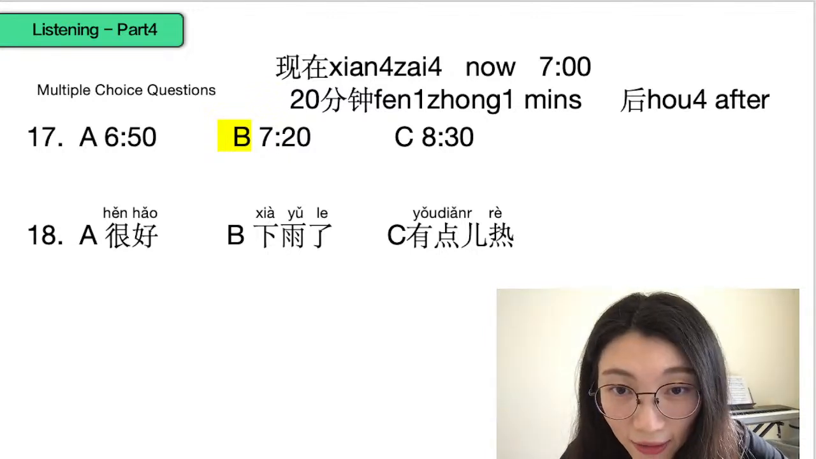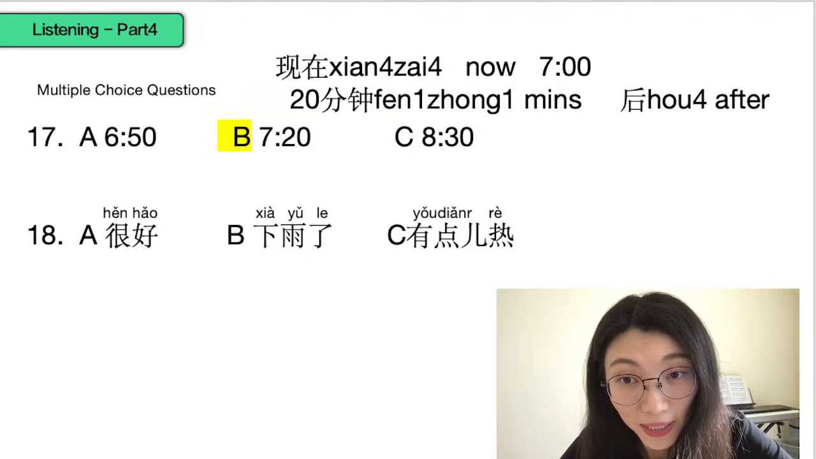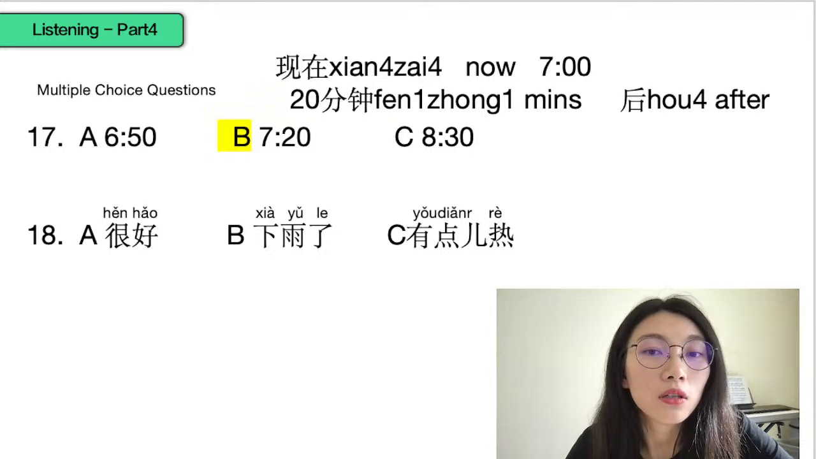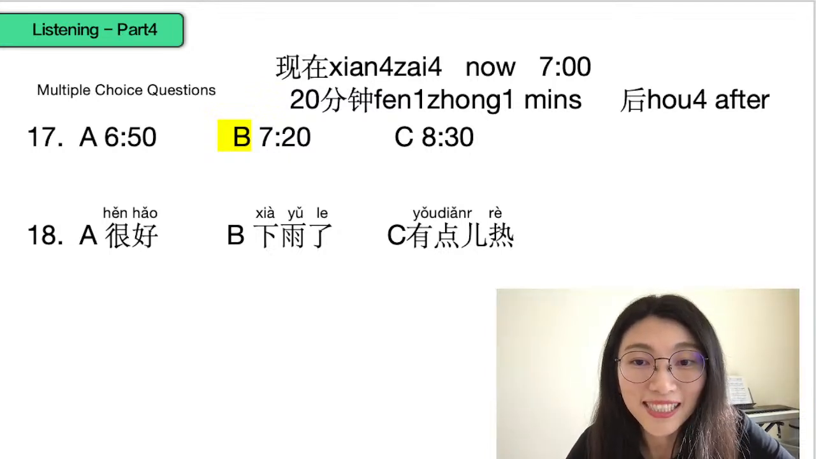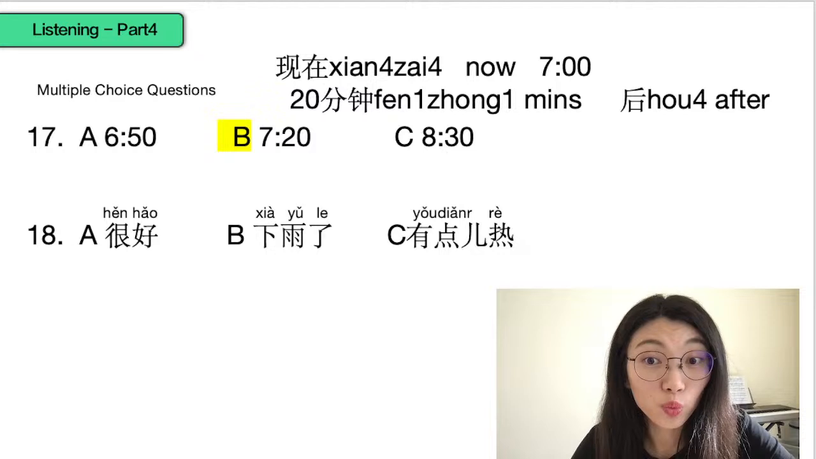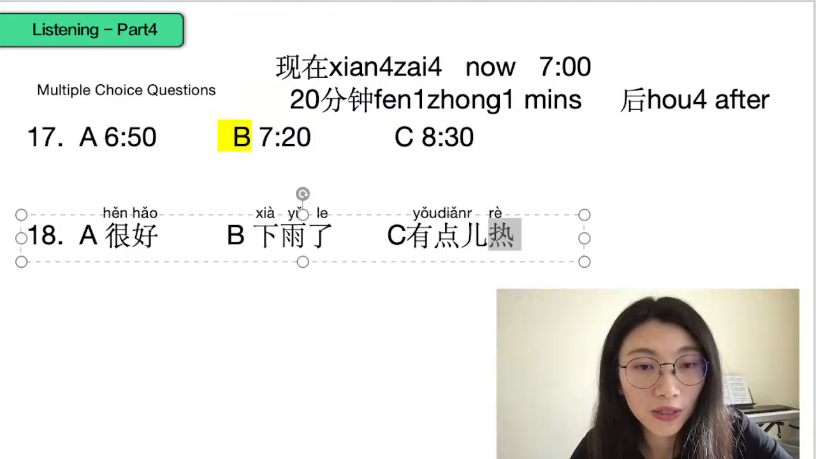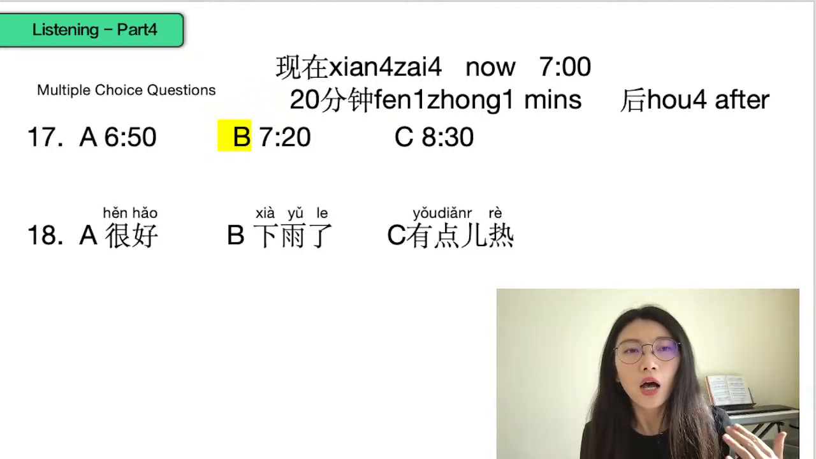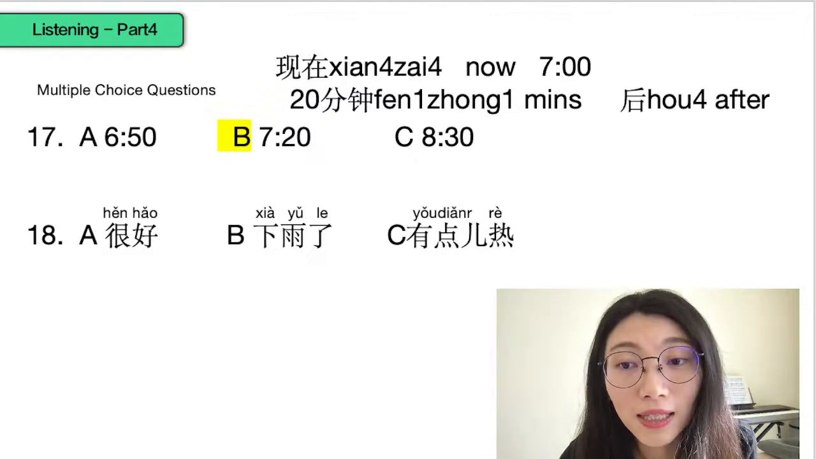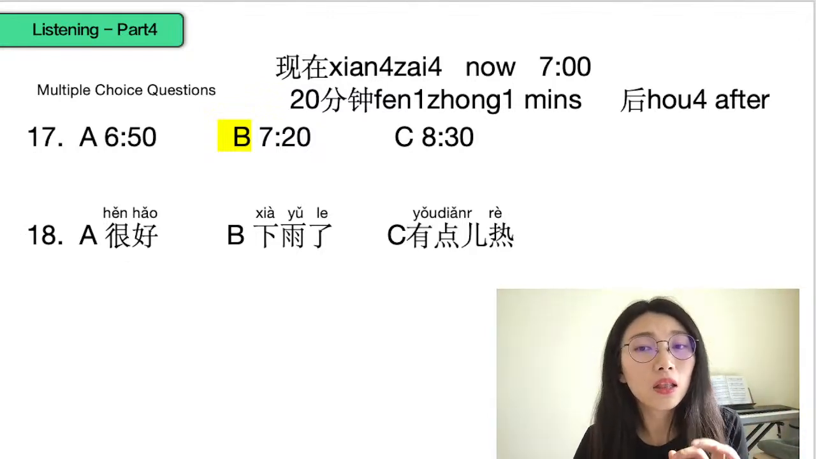Before we start, let's read it. Here we know that the HSK1 exam has pinyin. HSK1 and 2 have pinyin. So number A, 很好, very good. B, 下雨了. What's the meaning of 雨? This word is very important. 下雨了, it's raining. C, 有点热. 热 is also very important. 我现在很热, I'm so hot. 有点 is an adverb, a little bit hot.